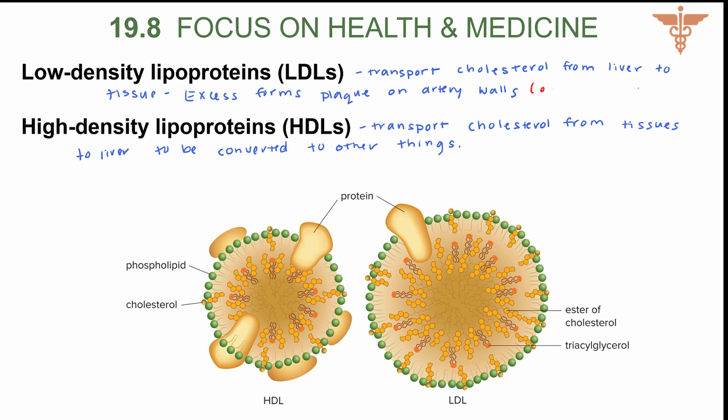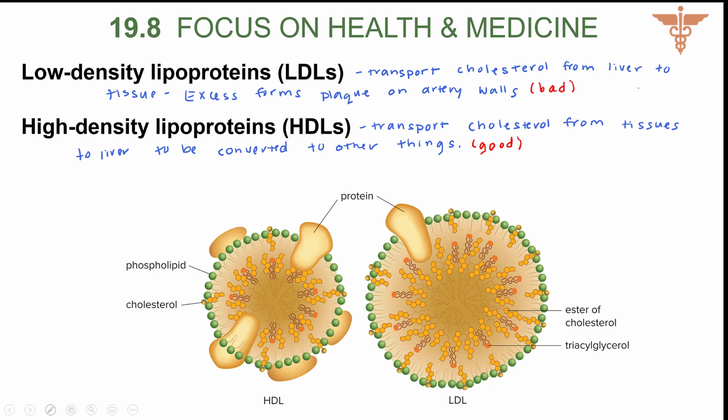So this is the bad one. This is the good. So the high-density lipoproteins are made of more protein and less cholesterol. Atherosclerosis is a disease that results from the buildup of the fatty deposit, which restricts blood flow. It also increases blood pressure and increases the likelihood of a heart attack or stroke.